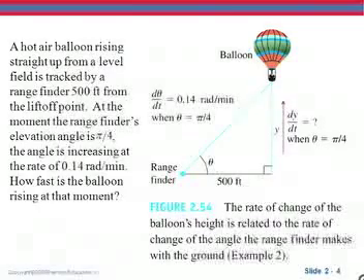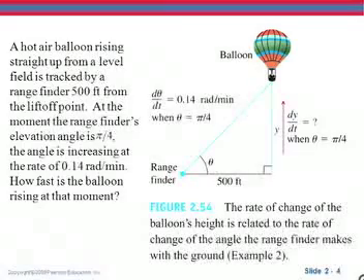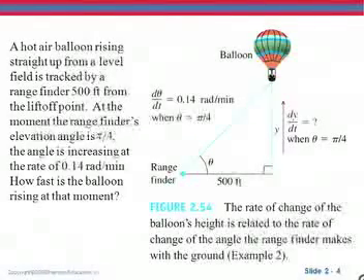Now let's look at another example. We have a hot air balloon that's rising straight up from a level field. It's tracked by a rangefinder 500 feet from the liftoff point. At the moment, the rangefinder's elevation angle is pi over 4. The angle is increasing at the rate of 0.14 radians per minute. How fast is the balloon rising at that moment?